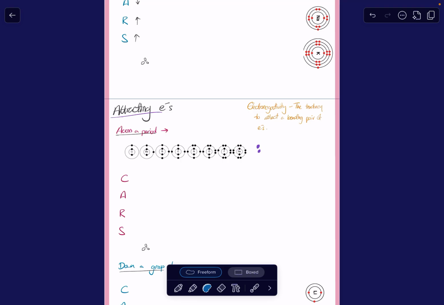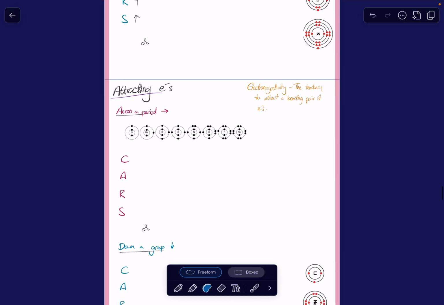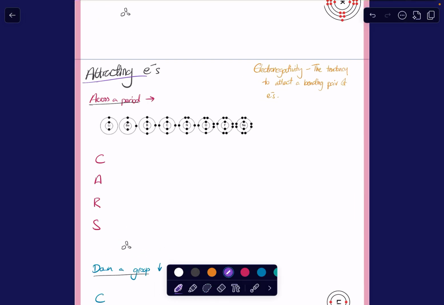The only thing that's going to attract them to this is that nucleus. So we care about that nuclear charge. It needs to be higher in order for me to attract them in. That's what we're looking at. So across a period, I'm going to do this one really, really quickly. You guys can write the full summaries because I'm lazy.